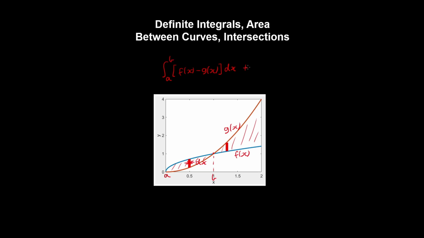And similarly for that second region, we integrate from b to c, but this time the height of each rectangle is g of x minus f of x, to give us a positive height for that rectangle, which we integrate with respect to x. And that gives us the area of the second region. And sometimes you have to use some algebra to find the coordinates of that intersection point, which we'll do in the coming examples.